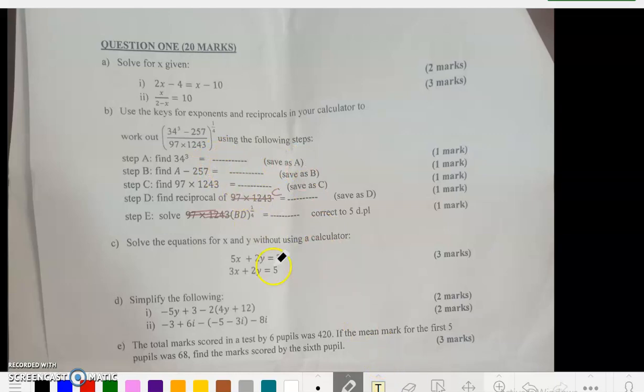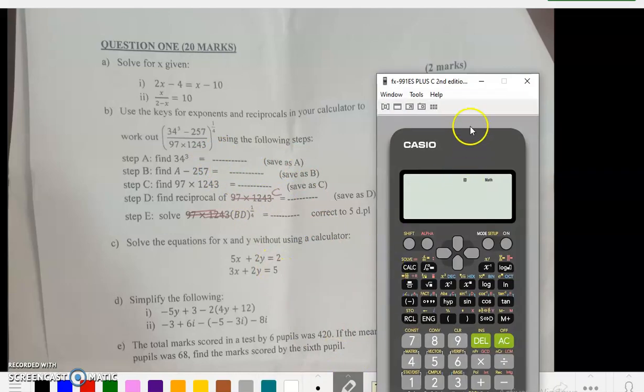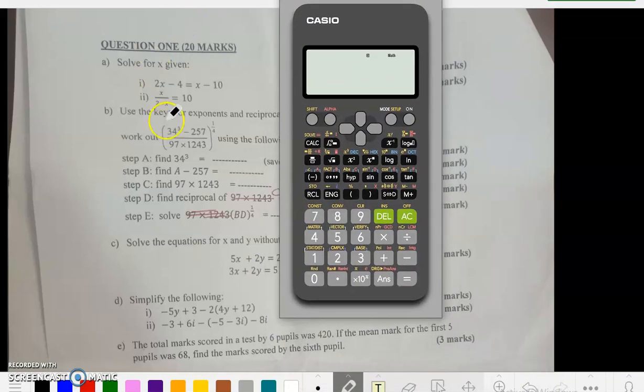So to do this, we need to use our calculator. Let's bring the calculator and see what we are supposed to do. Here you have 34 cubed. With the calculator on, you enter 34 cubed. That will give you 39,304.